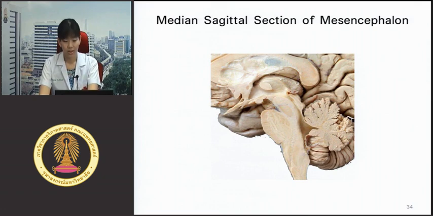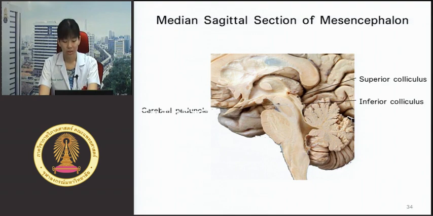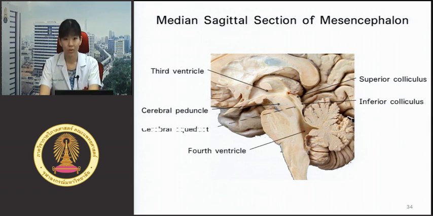Then we look particularly into the part of the midbrain. Median sagittal section through the midbrain shows the superior colliculus, inferior colliculus, and cerebral peduncle. The narrow space in the midbrain that communicates the third ventricle and fourth ventricle is the cerebral aqueduct.